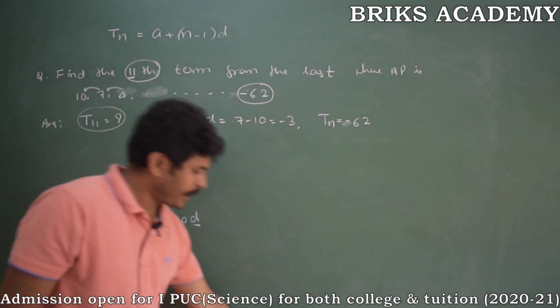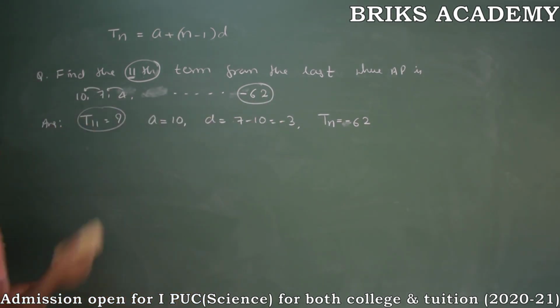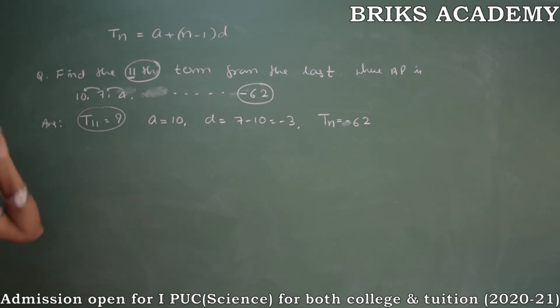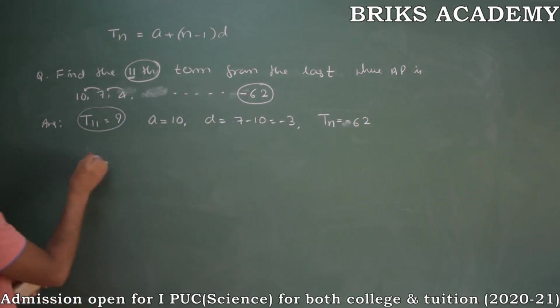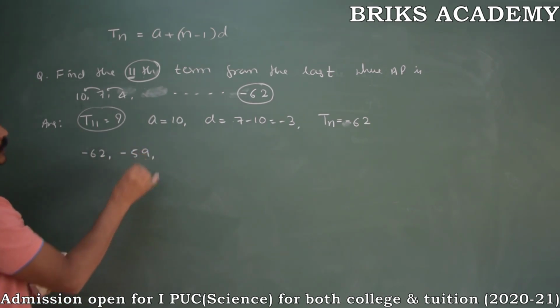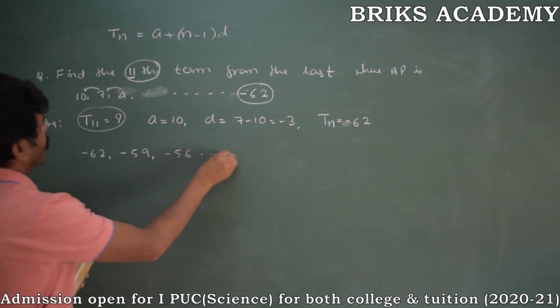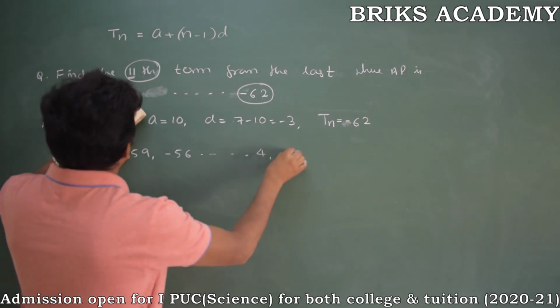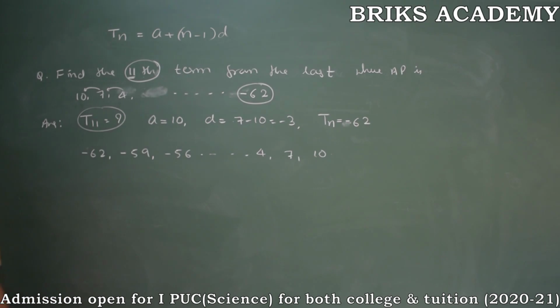For that, I need to write the AP from the last. We have to keep writing the AP starting from the last. How? This same AP I have to write from the last. Minus 62, reduce 3, how much is it? Minus 59. Reduce 3 again, how much? Minus 56, and so on up to 4, 7, 10. See, I wrote the same AP in this way.